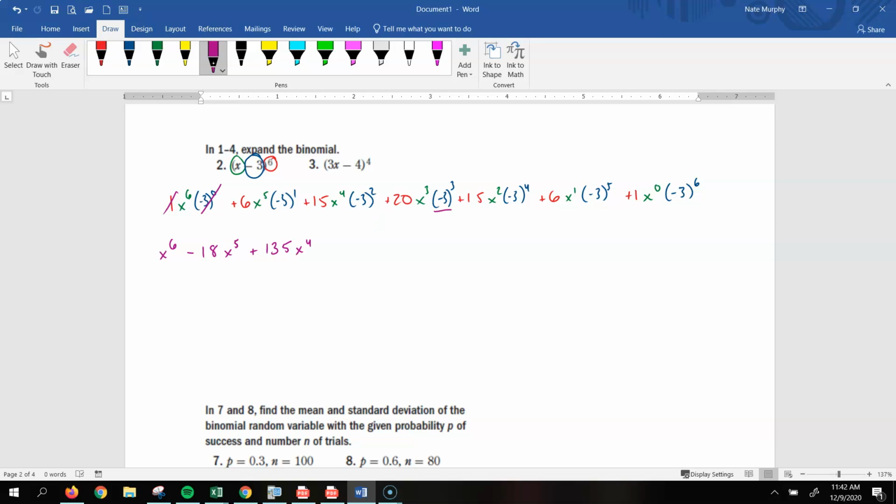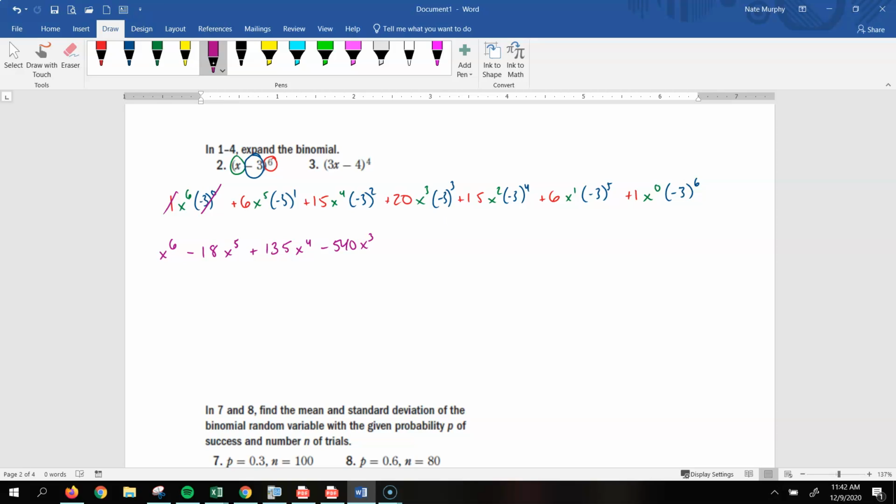The next one, -3 cubed is a -27. So -3 cubed would be a -27. And now we're going to take -27 times 20. When you do that, you get -540. So this will be minus 540 x cubed.